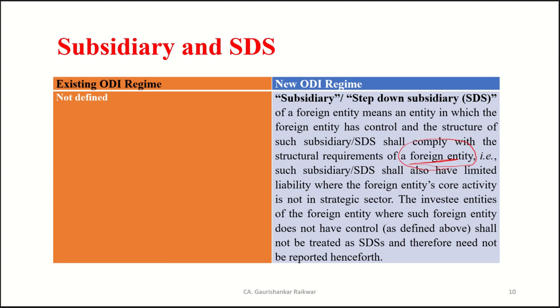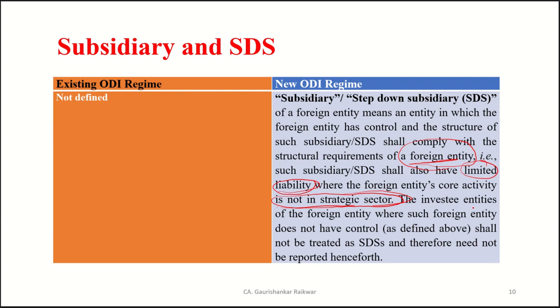Such a subsidiary shall have limited liability. This is a very important thing: limited liability, where the foreign entity's core activity is not in the strategic sector. If it is the strategic sector, an exception is given and limited liability may not be mandatory, but other than the strategic sector, compliance with limited liability has to be there. It means the structure of the foreign entity must be a limited liability company, or it must have any instrument through which the liability of its shareholders is limited.